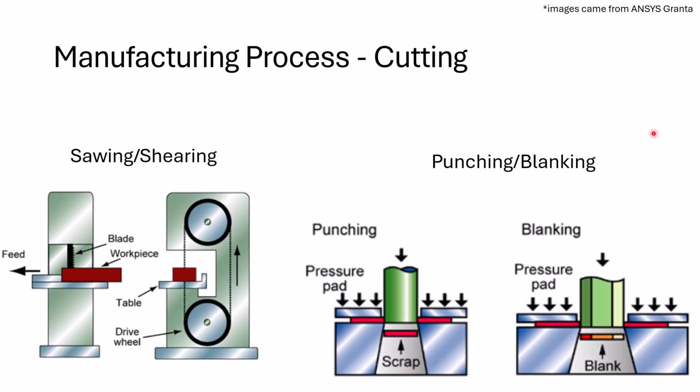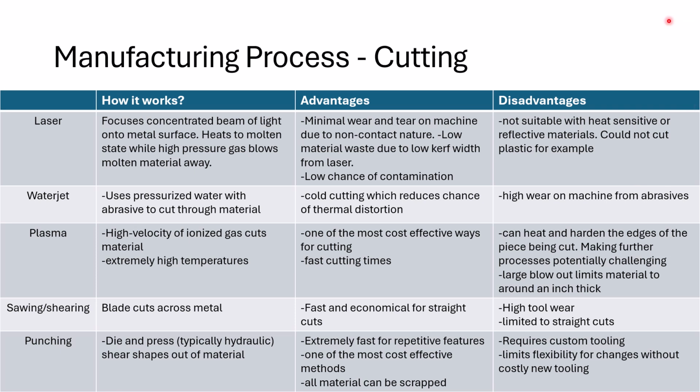And then we have sawing and shearing and punching and breaking. So sawing, shearing is pretty self-explanatory. Blade, move your workpiece through it. Punching, or punching and blanking, is basically the same thing, depending on what is your scrap or what is the important part. So just a real quick table right here showing some advantages, disadvantages. We're only going to cover these real quickly.